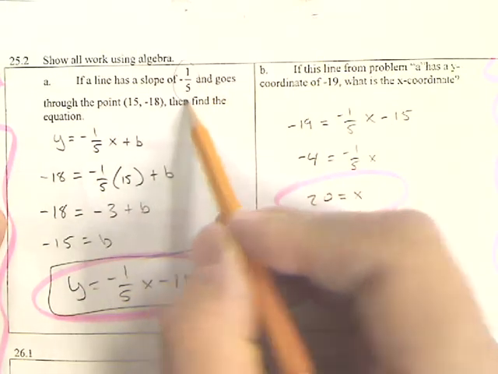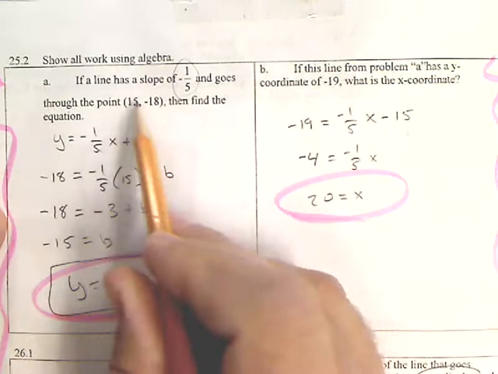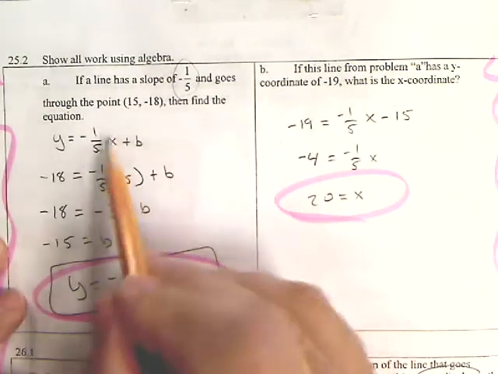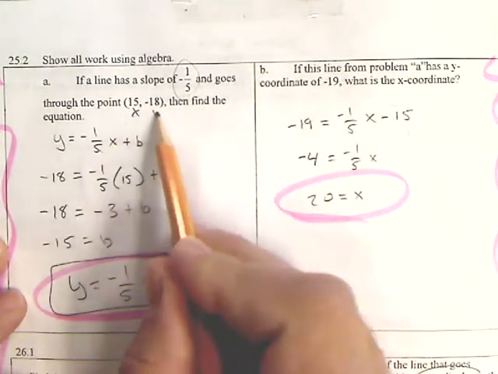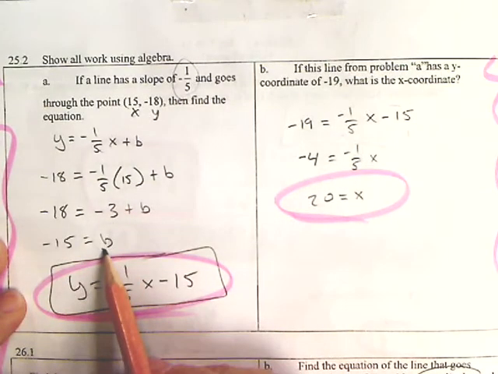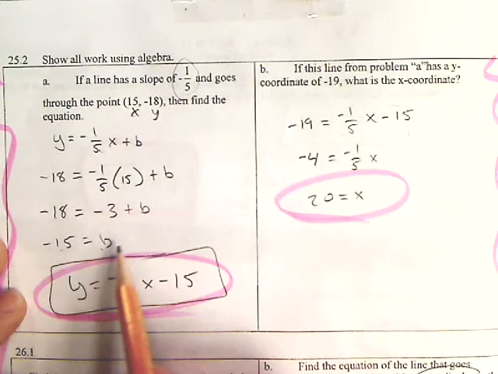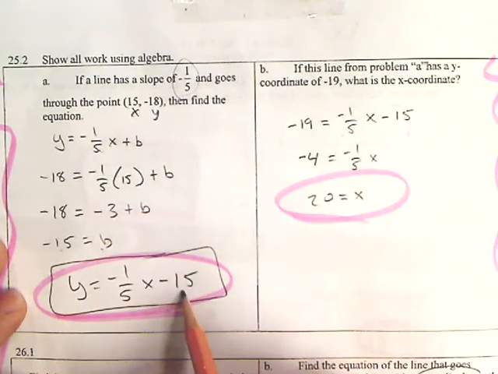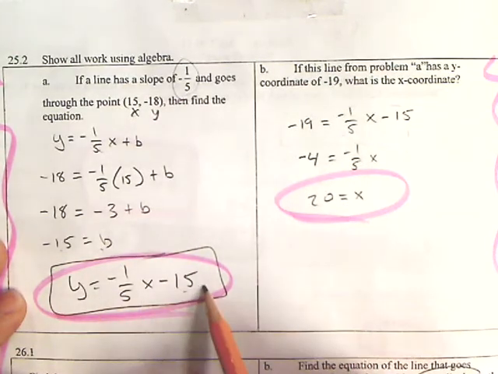Already gave me my slope, so I plugged it in. I have to find it through that point, so I plugged in that x and that y, x and y, solved, and I get my negative 15 for my b value, plug it in, and there's my equation.